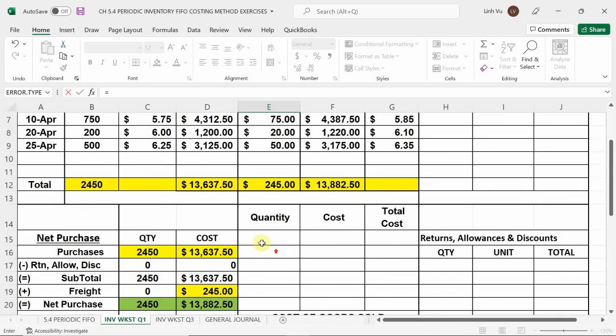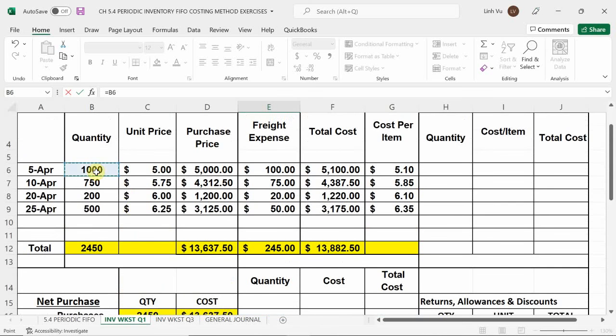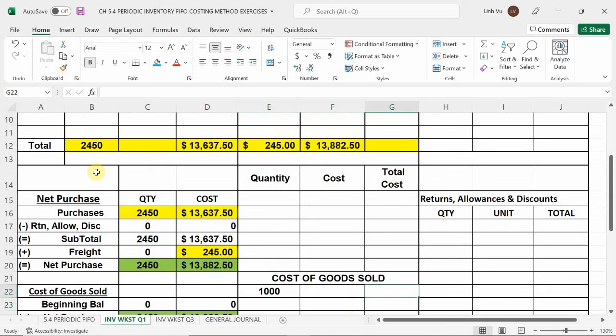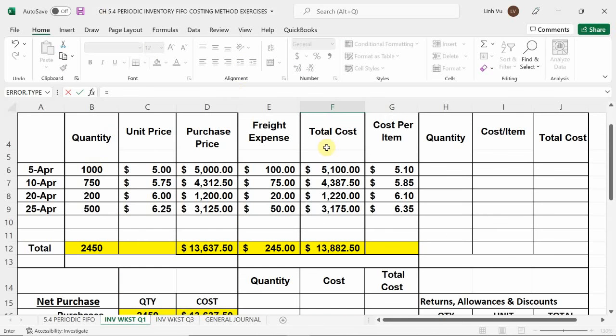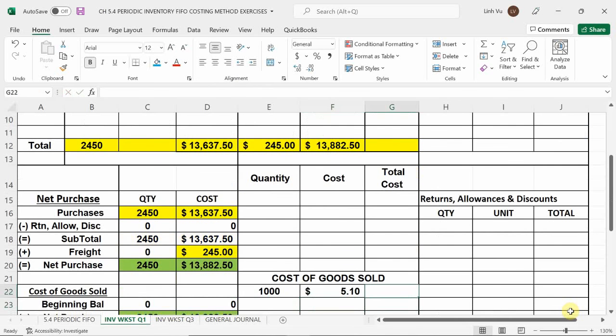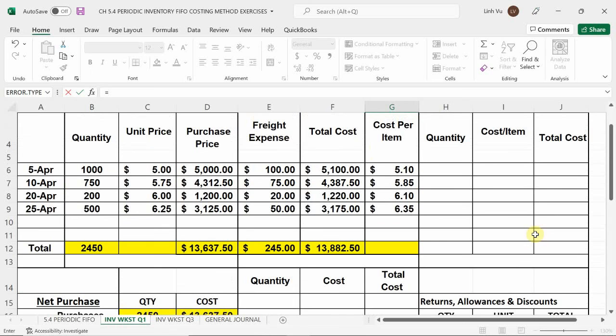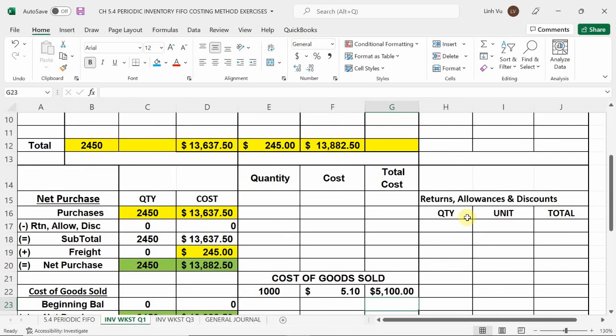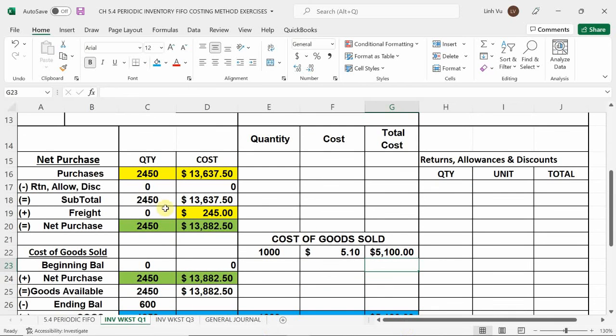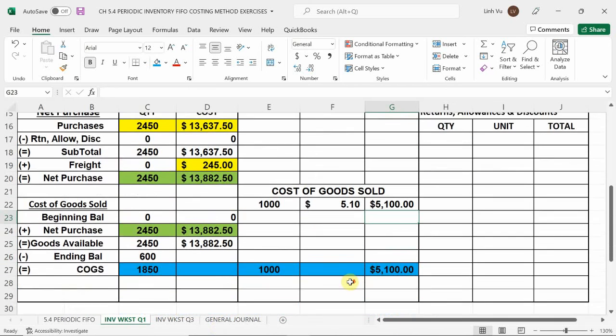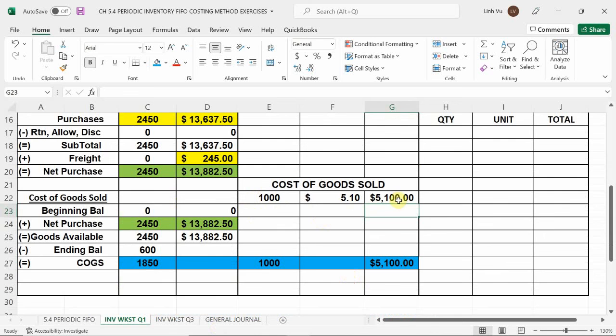I'm going to copy this number from up here. And I'm going to copy this number from here because this is what it's going to cost me. Okay. It's going to cost me $5.10. And because I don't need to calculate this, I'm going to copy my total cost. Okay? But I use this as a reference point so you know where the numbers came from. So in this case, that's exactly what I did.